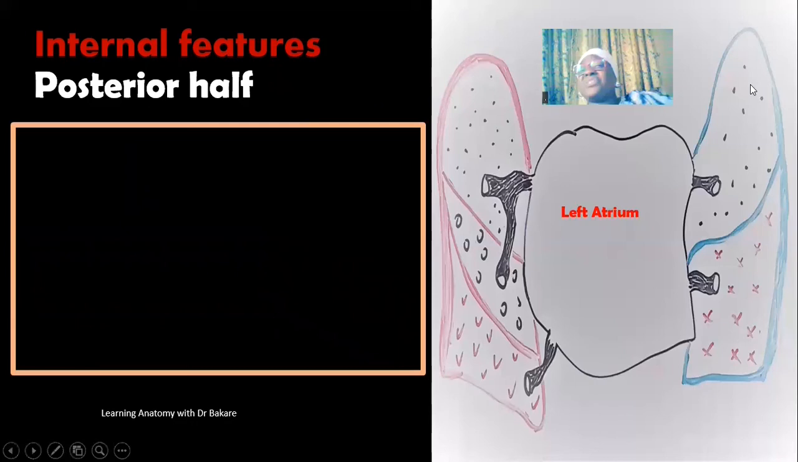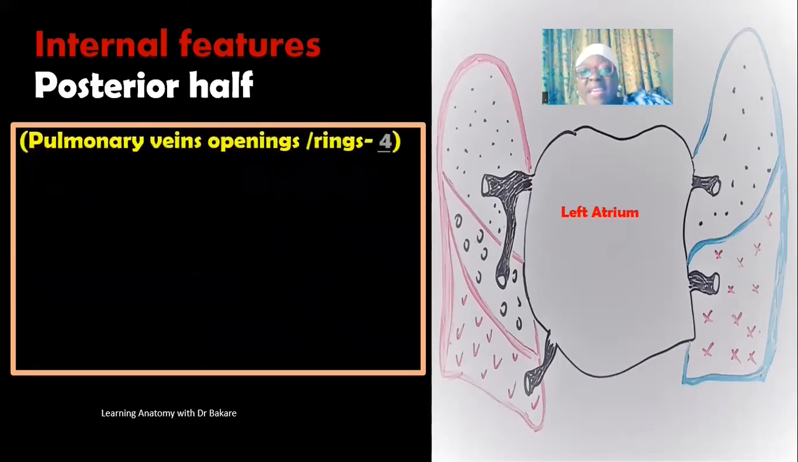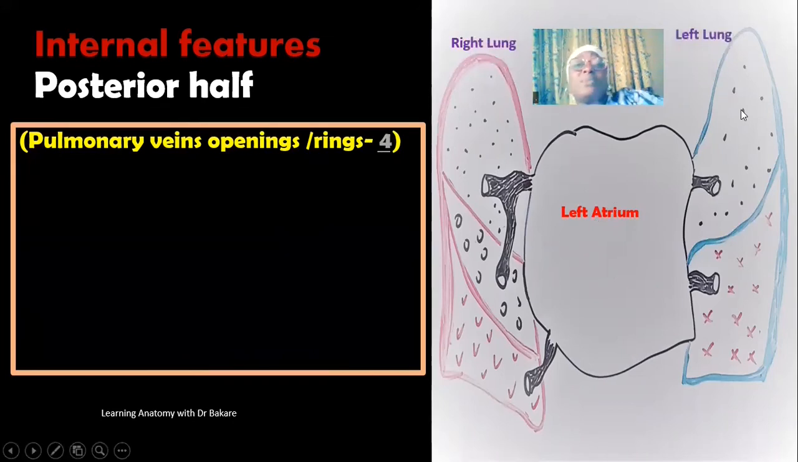So let's look at the posterior half, which is the region that is located posteriorly. If you try to divide the left atrium into two, the posterior half is where we'll be looking first. Within this region, what you see are the pulmonary veins. We already said that there are four. So the pulmonary veins open into the posterior region of the left atrium, and this is how it is presented. Let's say this is the posterior part of the left atrium. So you have four pulmonary veins, two on the right and two on the left. Let's say this is the right lung and this is the left lung. The pulmonary veins drain oxygenated blood from the lungs. So we have two lungs, one on the right and one on the left.